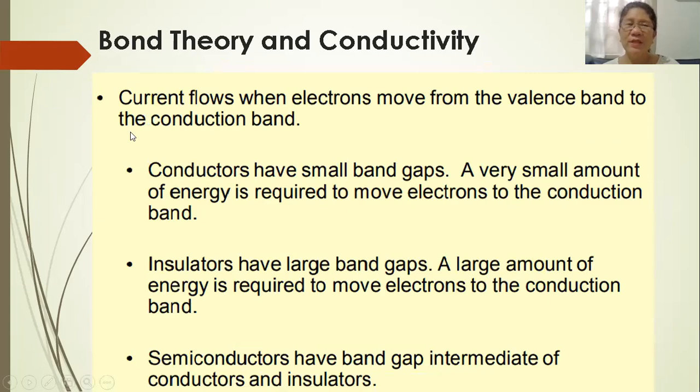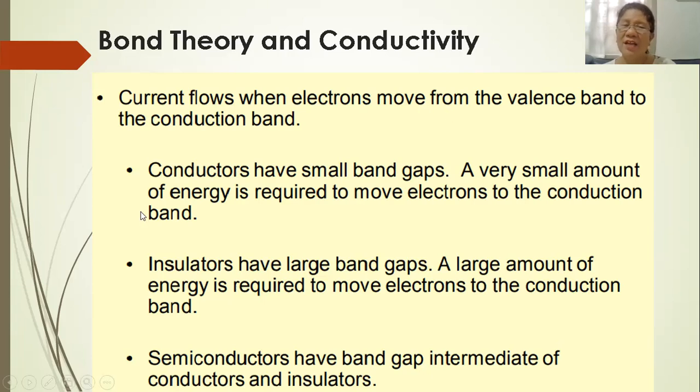So, let us look into the current flow. Current flows when an electron moves from the valence band to the conduction band. So what happens? Let us look into the different forms. If the current flow moves the electron from the valence band to the conduction band, what will happen to materials which are conductors? What will happen to materials which are insulators? What will happen to materials which are semiconductors?